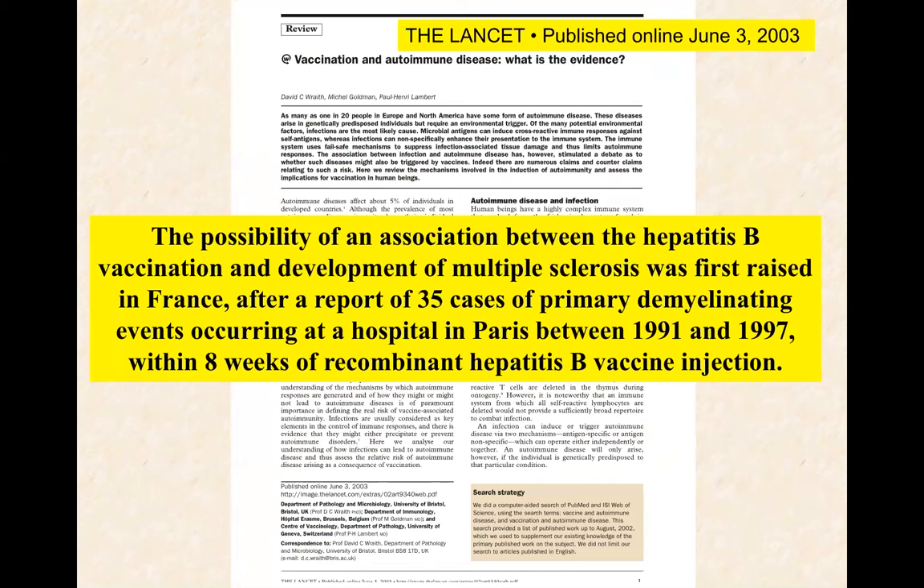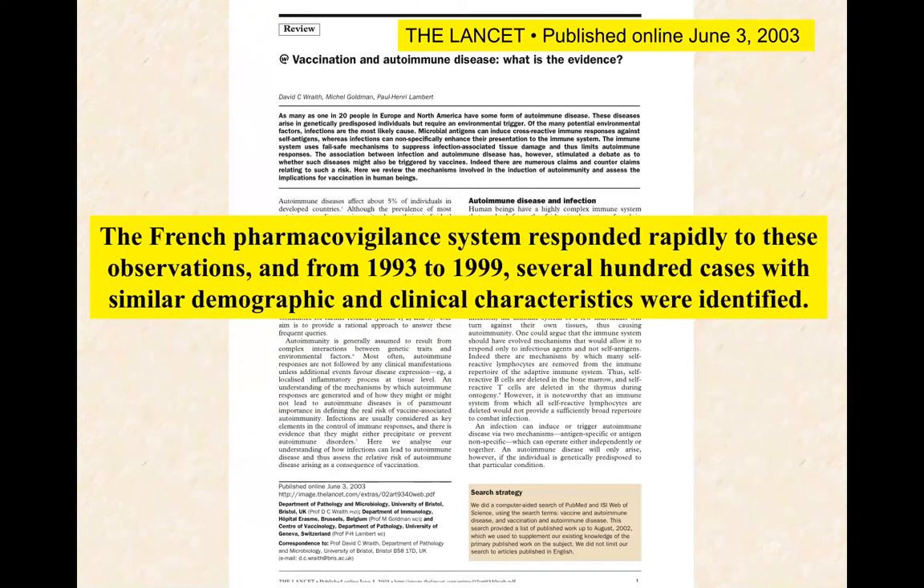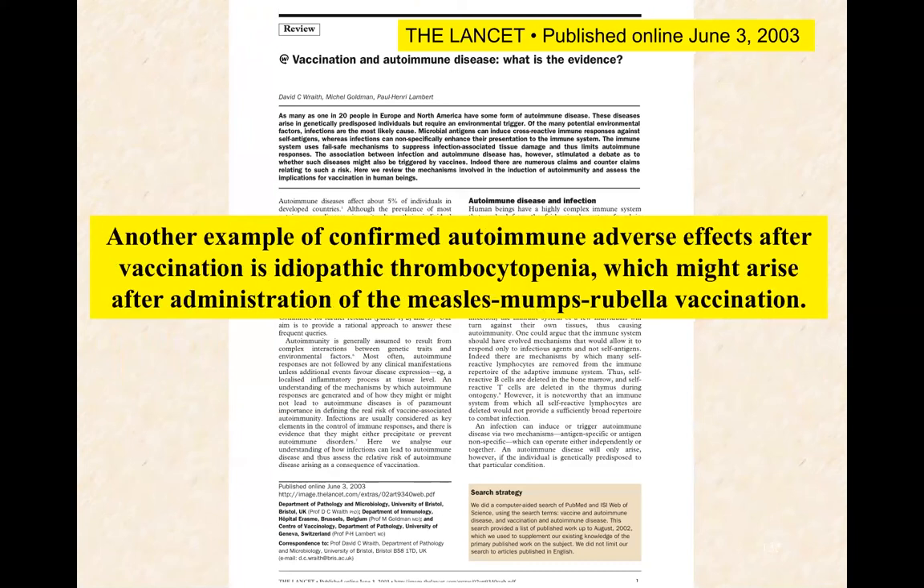with 35 cases between 1991 and 1997 within 8 weeks of receiving a Hep B vaccine. The neurological manifestations were similar to those observed in multiple sclerosis. Clinically definite multiple sclerosis was diagnosed in half of these patients after a mean follow-up of 3 years. The French pharmacovigilance system responded rapidly to these observations, and they caught several hundred cases with these characteristics.